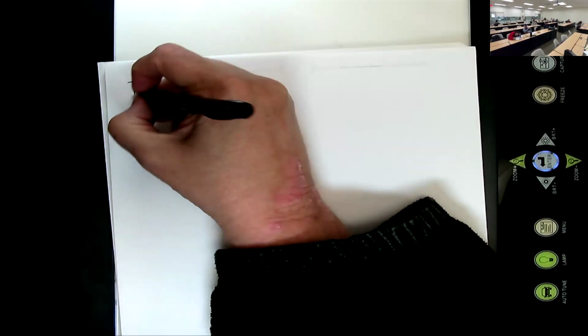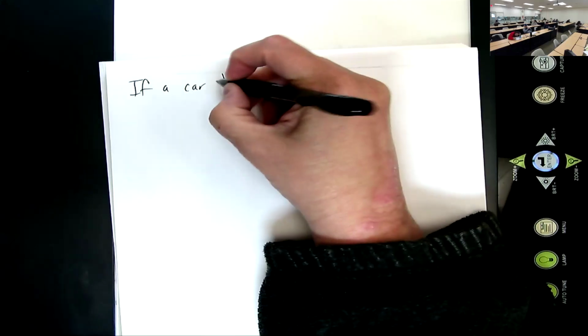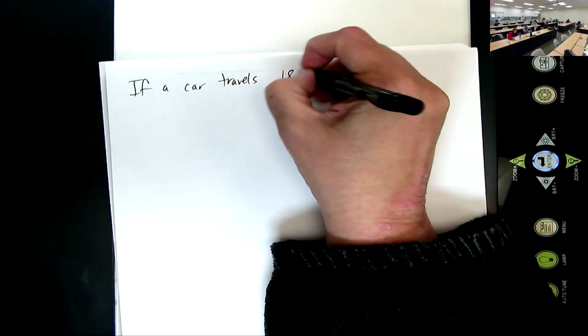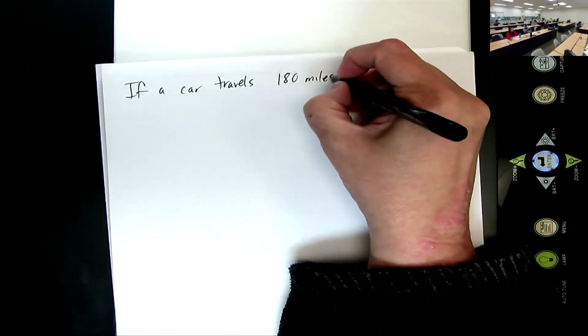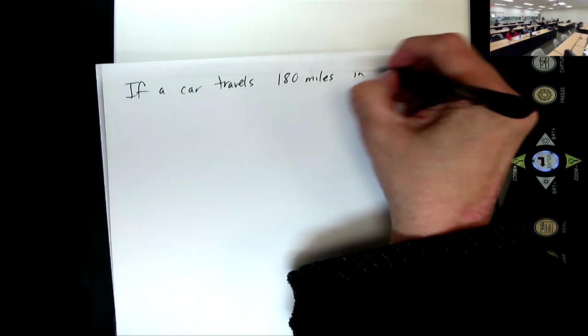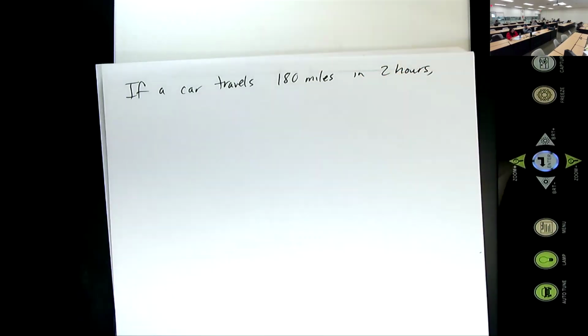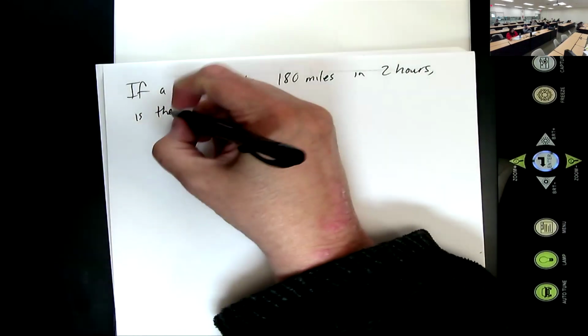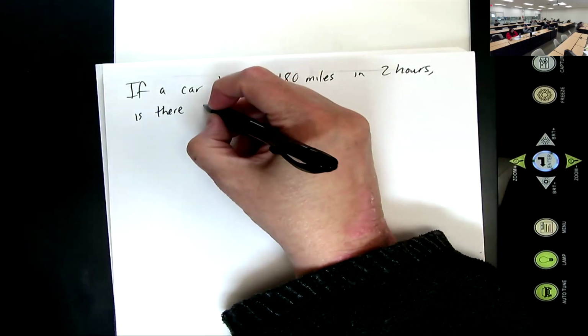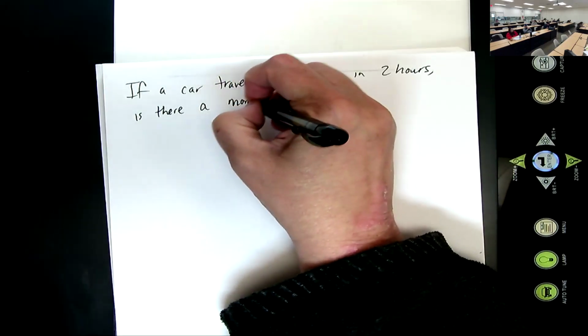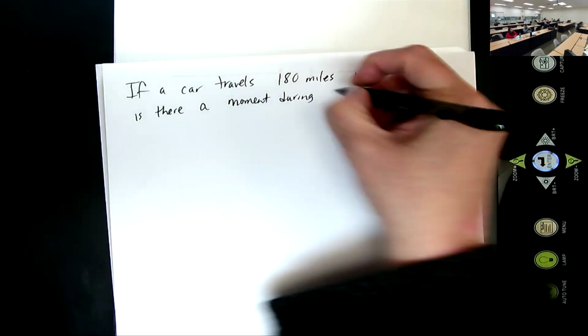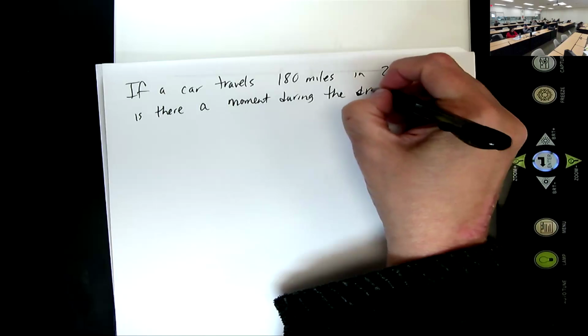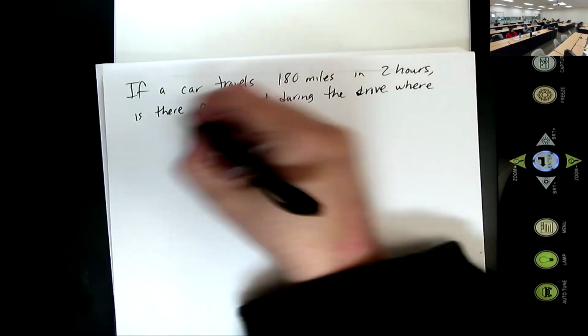Alright. Fun thought problem. If a car travels 180 miles in 2 hours, is there a point or a moment during the drive where the speedometer reads 90 miles an hour?